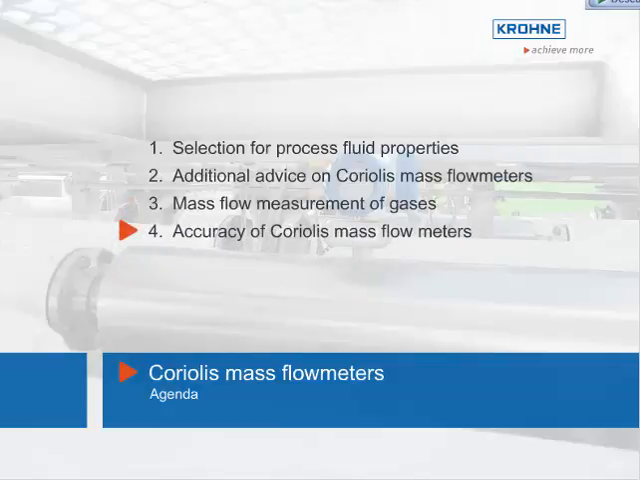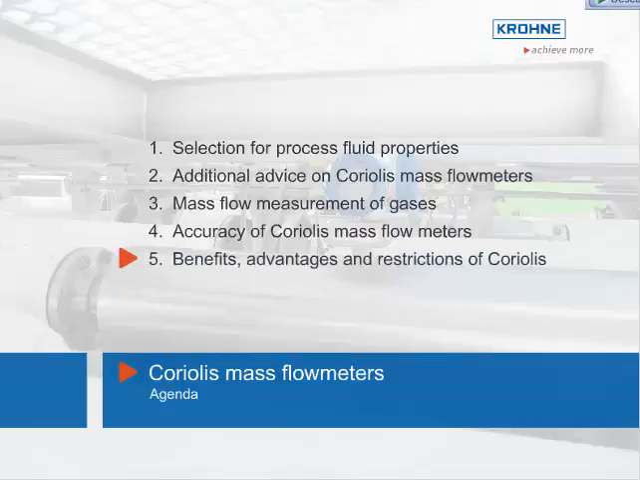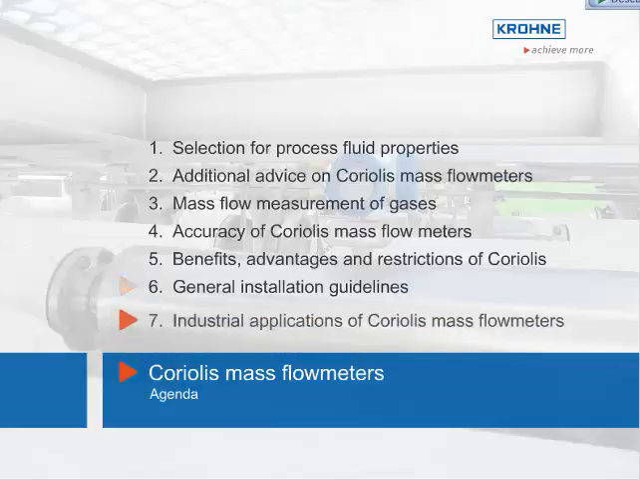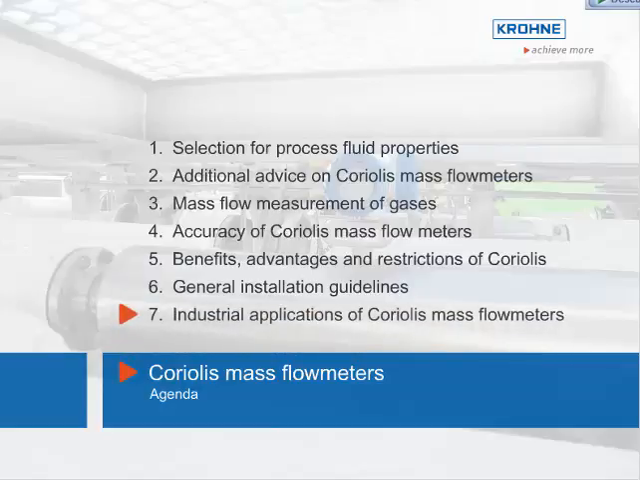You will be made aware of the high accuracy capability of Coriolis mass flow meters. You will appreciate the benefits and advantages along with the restrictions of using Coriolis meters. You will be made familiar with the most important installation guidance for liquid and gas applications. Finally, you will be provided with examples of applications by industry using Coriolis meters for both liquids and gases. So let's continue from where the first module finished and begin with selection for process fluid properties.